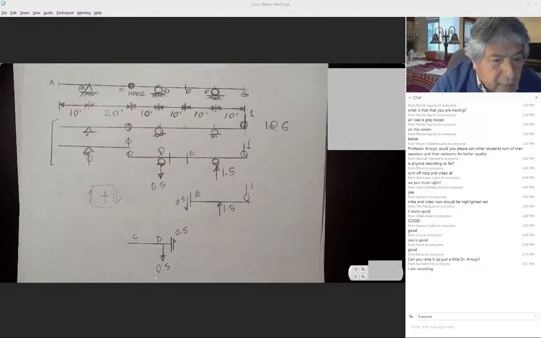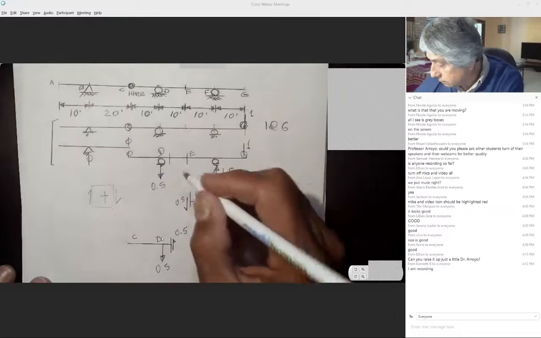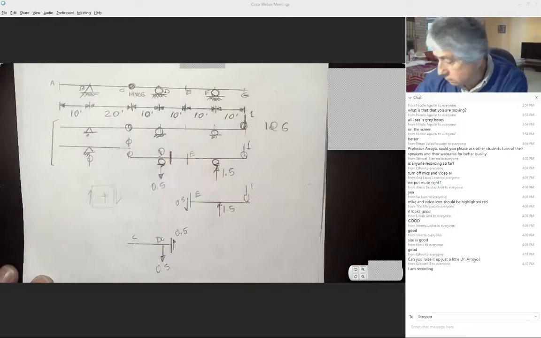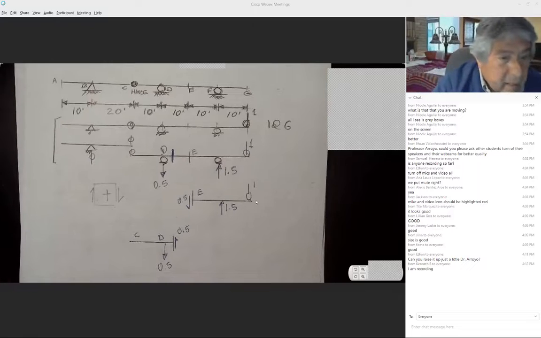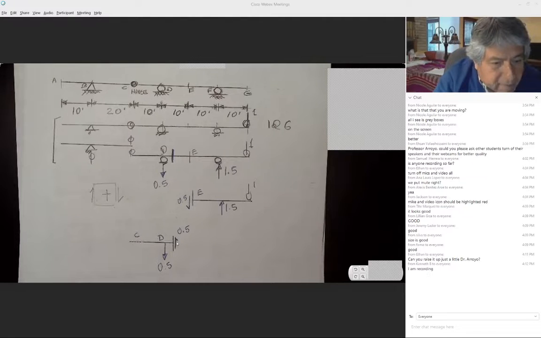Now, this section that I have in here, I'm computing the shear to the right of D. So this section, you look at what I'm doing in here, this section is down here. We had a 0.5 and we had an equal and opposite 0.5. And when you look at this left side of the free body, I want to increase the size.